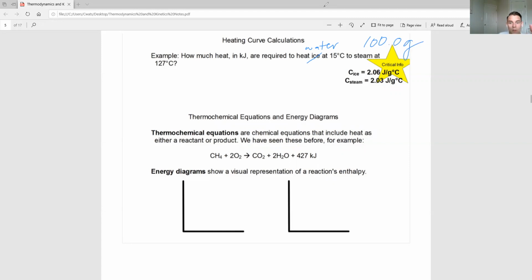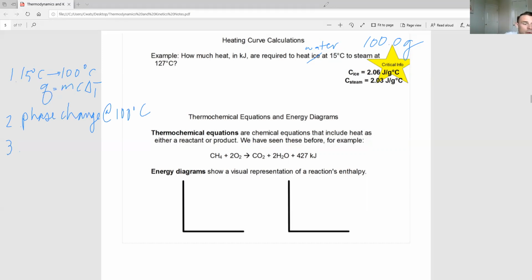We have multiple steps that we need to do here. For step 1, we need to take our 15 degrees Celsius and go to 100 degrees Celsius, and that's going to be Q equals mc delta T. Then what happens at 100 degrees Celsius? Step 2 would be the phase change at 100 degrees Celsius. And the third step is to calculate how much heat would be needed going from 100 degrees Celsius to 127 degrees Celsius, and again, that would be Q equals mc delta T.